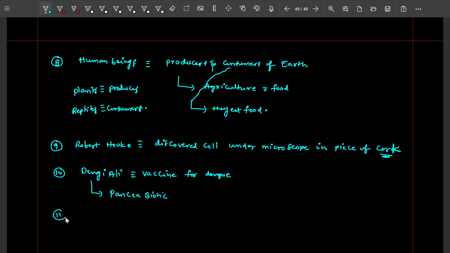Okay, then the next one is centrifugation. This is the method to separate cream from milk. Okay, that is the thing. It is a method to separate cream from milk. This is centrifugation.